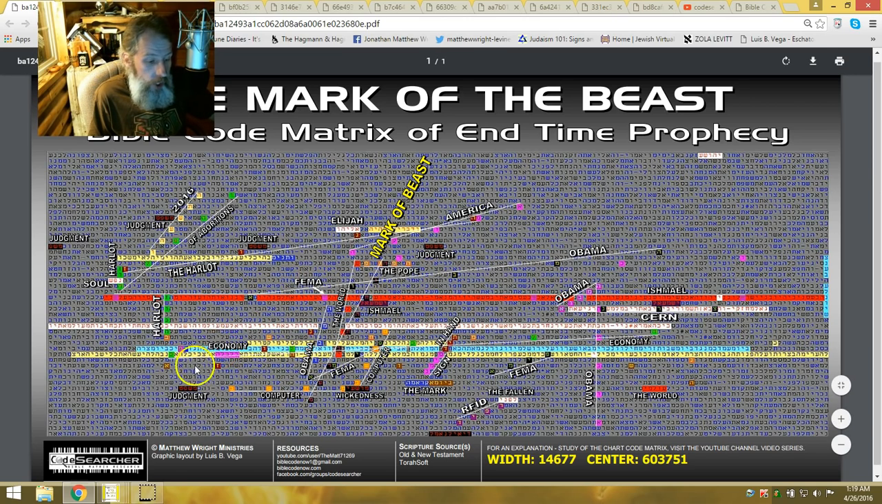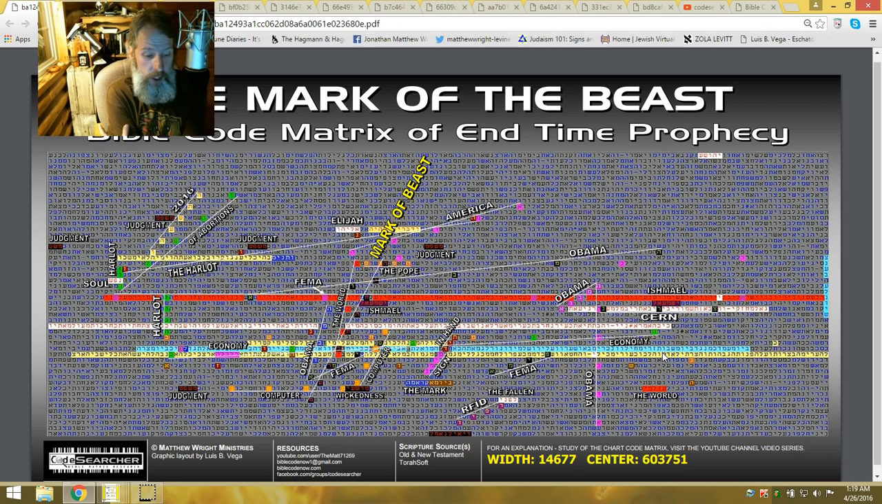FEMA camps in here. The economy is written, I believe it's backwards right there. It's also over here vertical, in the green, crossing over the whole page. This is at a width of 14,677. Now, one of the arguments with these rabbis and Dr. Hartlick from New York University is the amount of numbers of letters.